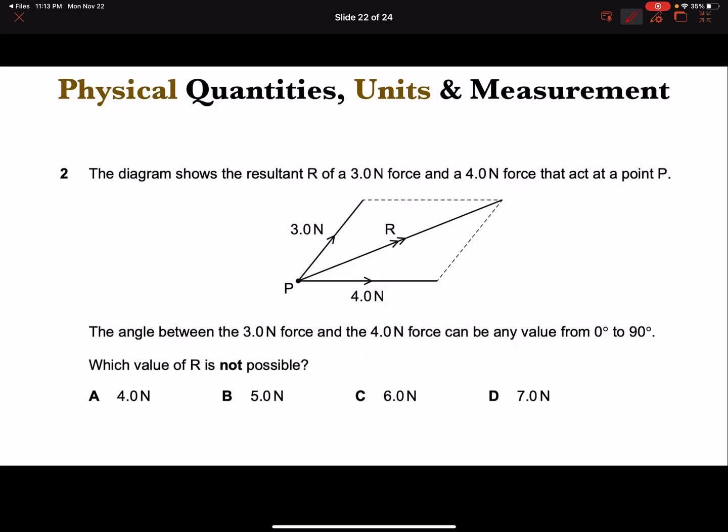Okay, moving on. Now, if you can do this, you have mastered resultant forces. All right. So attempt this question yourself first, and then come back.